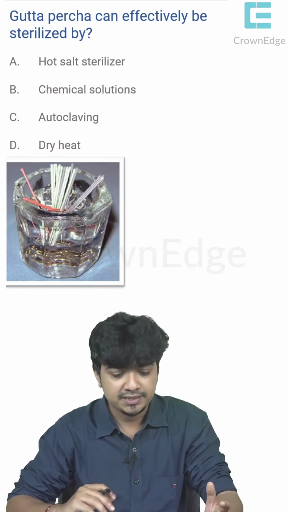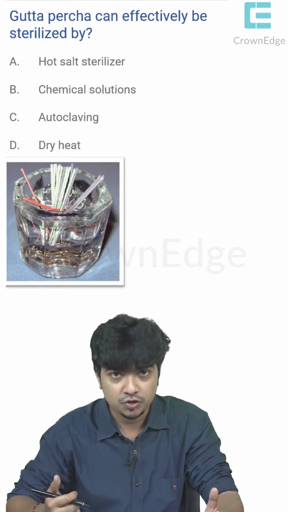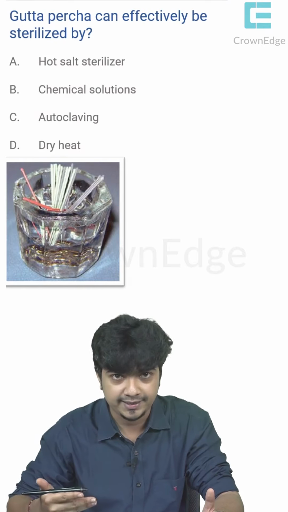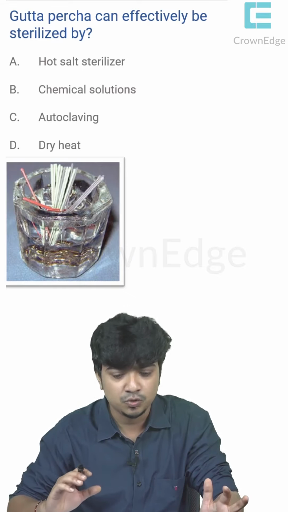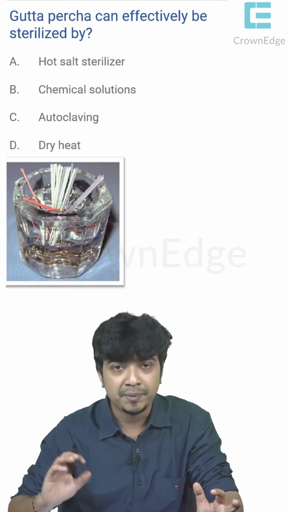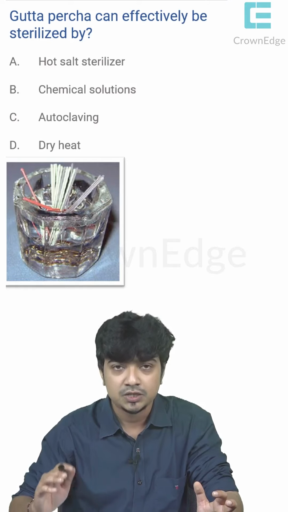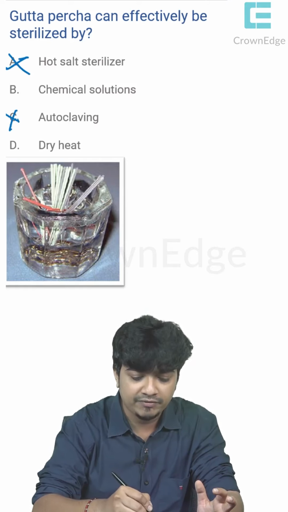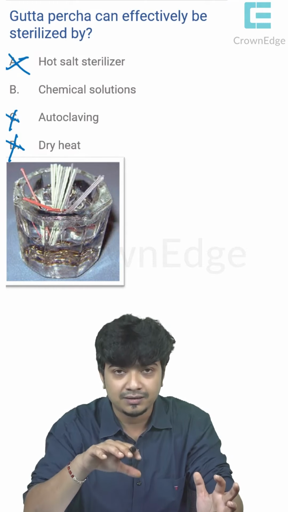So the next question is, gutta percha can effectively be sterilized using hot salt sterilizer, chemical solutions, autoclaving or dry heat. Now gutta percha cannot be sterilized using any of the traditional methods of sterilization because it is a heat sensitive material that is being used. So if you're going to use any hot salt sterilizer or autoclaving or dry heat, it is just going to change the crystalline form.